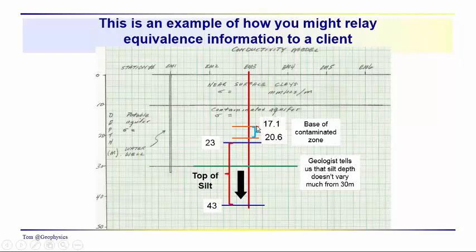But it could extend from a depth of about 7, the base of the contaminated zone could be anywhere from about 17.1 meters to 20.6, so we've got this range of variability here, while the base of the freshwater zone could extend from 23 meters down to 43 meters. We know that it's located here at about 30 meters. So we pretty much have to honor the geological background information and put the top of the silt in here around 30 meters beneath the surface.